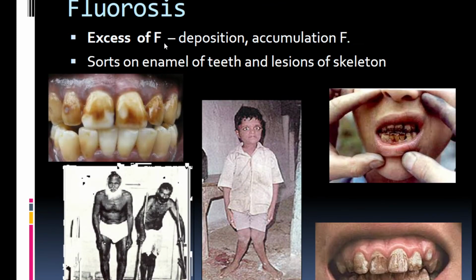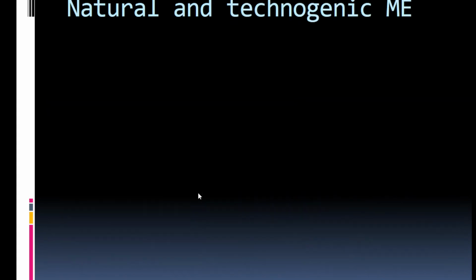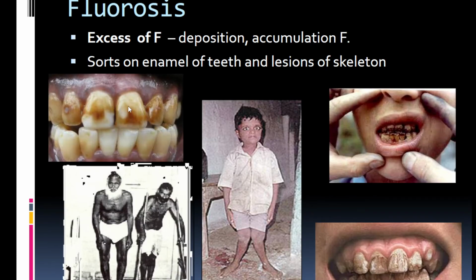Fluorosis, excess of fluorine, deposition and accumulation of fluorine in humans, in the organism, causes strong changes in the skeleton and bones and teeth, etc. So these are natural factors. But I repeat that during a long time, during evolution, most of the population, approximately 85%, were adapted to these conditions.